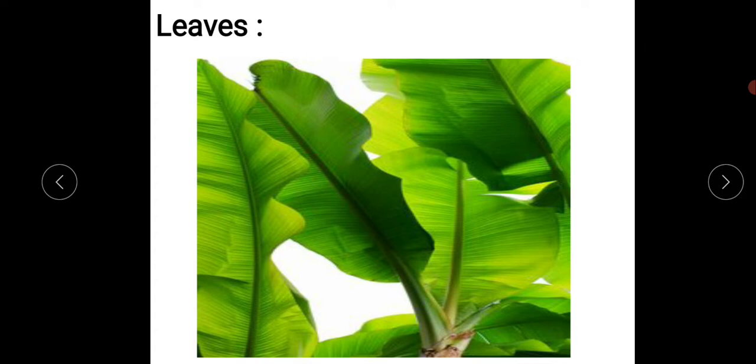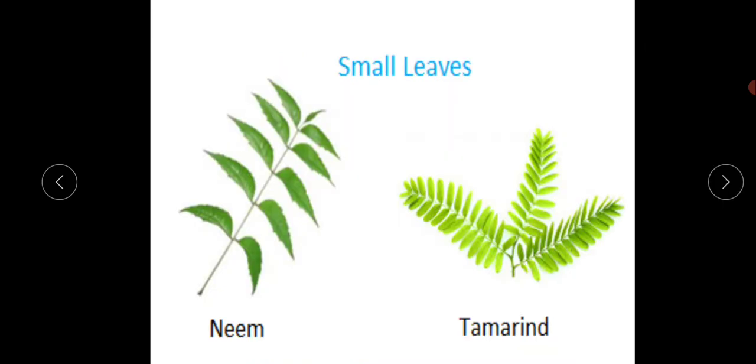We eat food on the banana leaf, right, children? Have you ever eaten food on a banana leaf? You try once. It will be tasty to eat on the leaf. Look how beautiful the leaf is. Such a big leaf. And there are small leaves too.